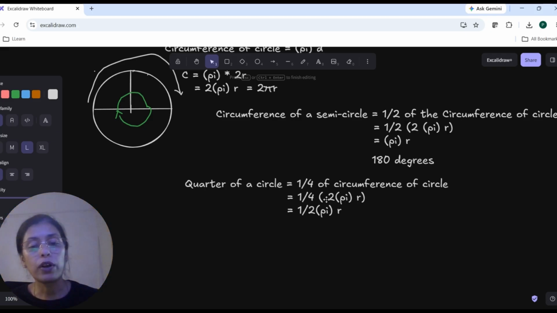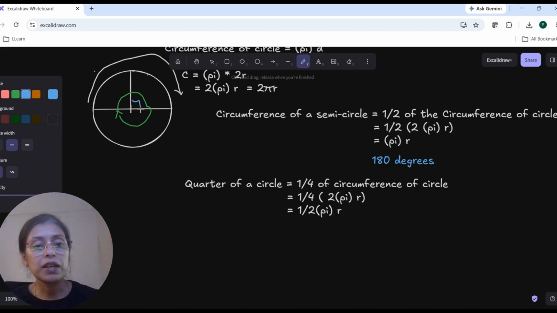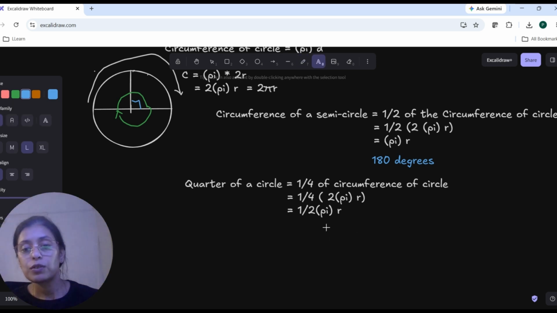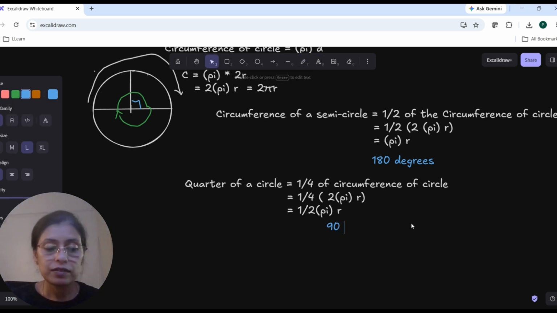What about a quarter of a circle? Now this quarter of the circle is this much. This means it is half of semicircle. Semicircle is making 180 degrees. This is making 90 degrees. So this is making 90 degrees, right?